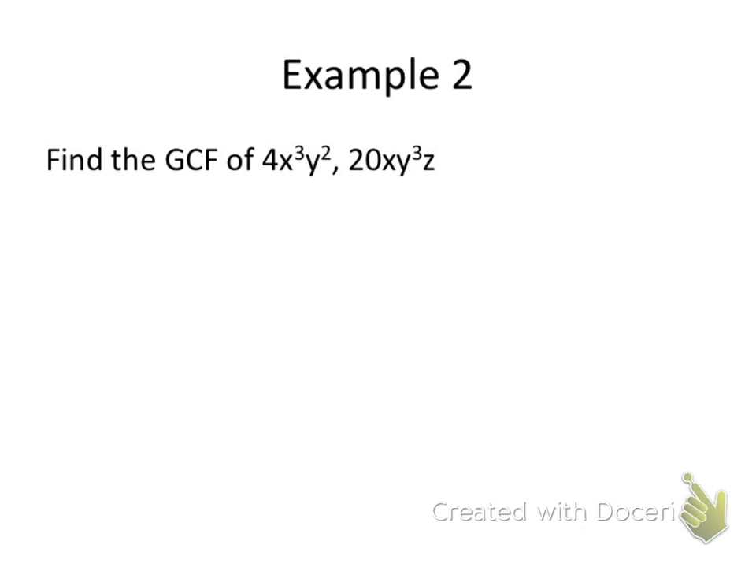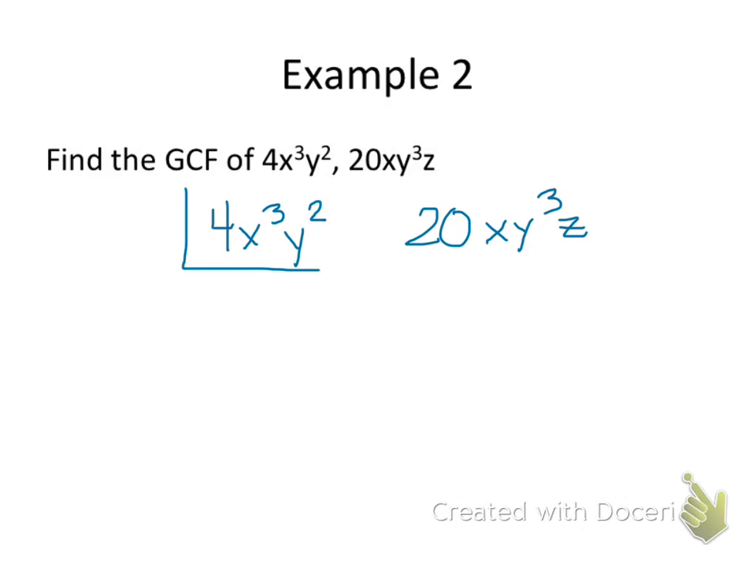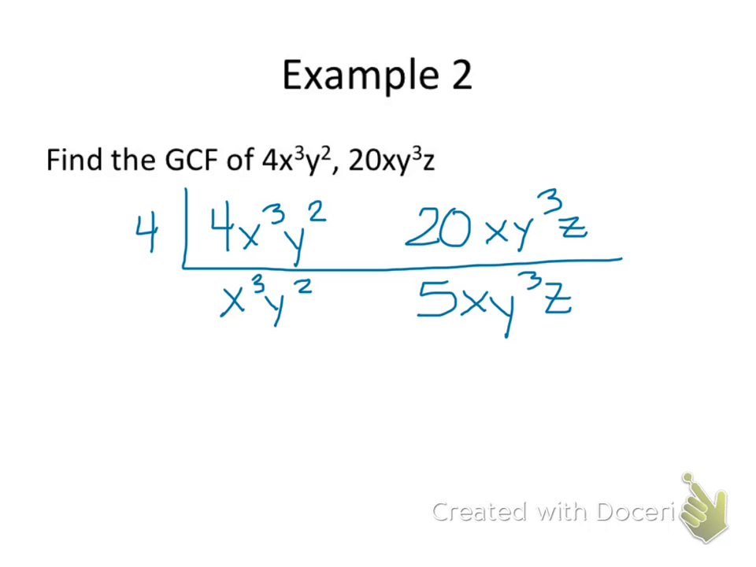So let's find the greatest common factor of these two monomials. One thing we can do is put them side by side, just like we did before. The number part will work the same. We know we can divide both by 4. So when we divide the first by 4, we will be left with x cubed y squared. 20 divided by 4 leaves us with 5xy cubed z.